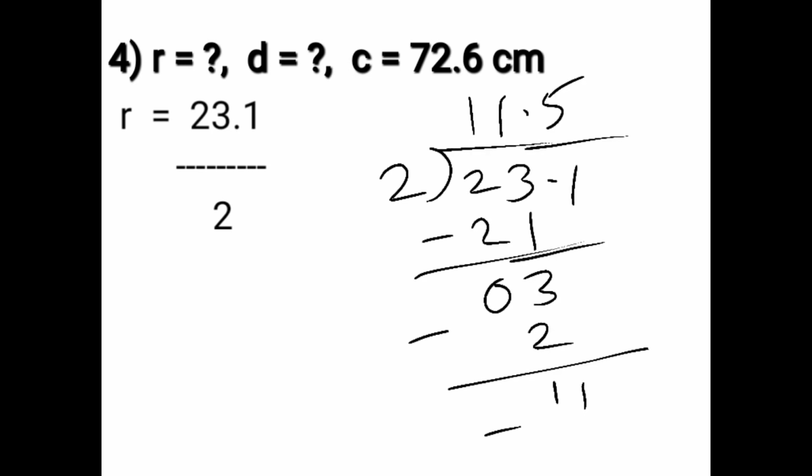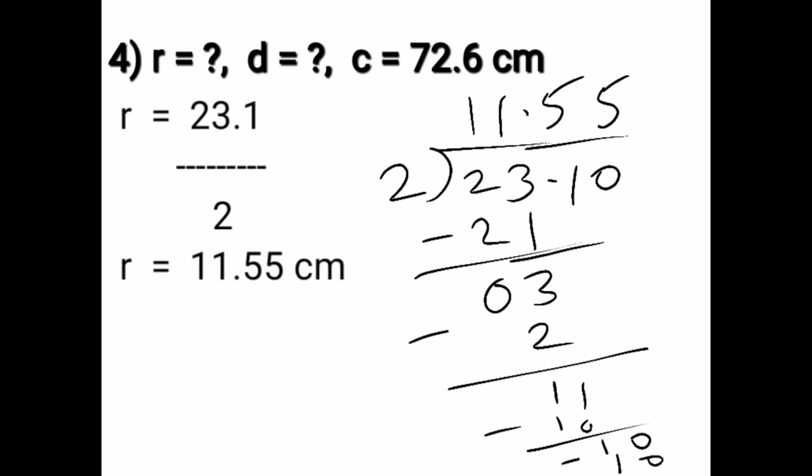2 fives are 10. Again 1 remains, so 0 you have to bring down. 2 fives are 10, 10 minus 10 is 0. Okay. So the radius is equal to 11.55 centimeter. After the decimal point it will be read as 55.